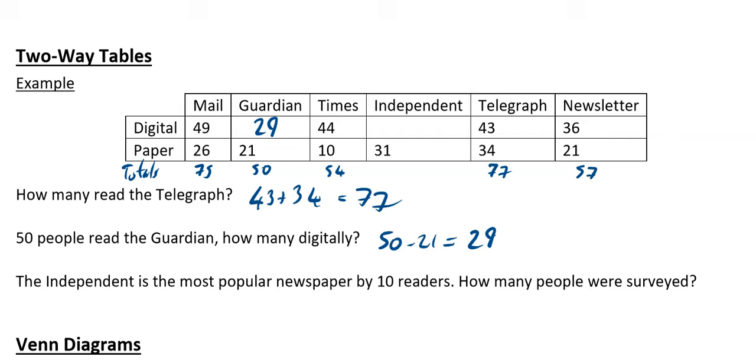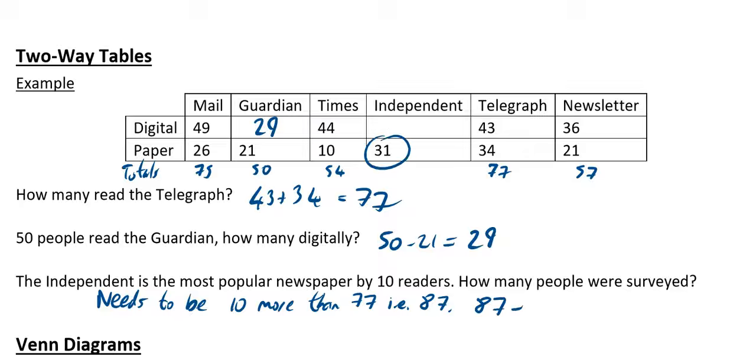So it's the most popular newspaper by 10 readers. So our second biggest one then was 77. So it needs to be 10 more than 77, i.e. 87. And so we'll just do 87 minus this 31, and that is going to give you 56. So that gives us 56 then.